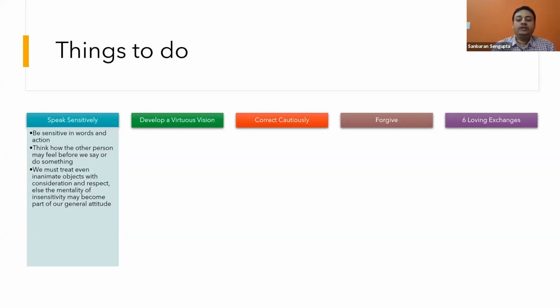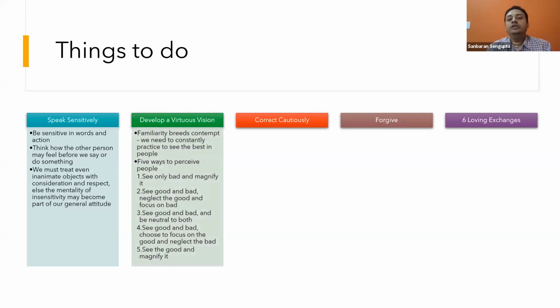Okay. Next point, developing a virtuous vision. Why do you think a virtuous vision is required? It's important because, as the saying goes, familiarity breeds contempt. The more we stay close to people, it's natural for us, because of our conditionings, because of our mental state, that we tend to see faults in people.